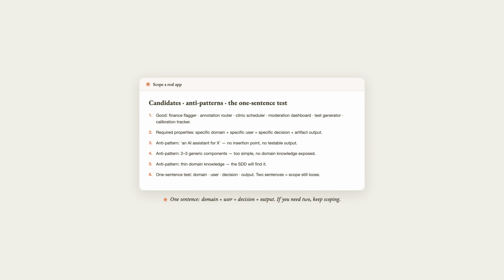Anti-patterns: an AI assistant for X, too broad, no insertion point, no output you can test. 2 or 3 generic components, too simple, GRU will flag the missing domain knowledge immediately. And thin domain knowledge: if you cannot describe the domain's edge cases, the SDD will expose that. The test before you run /v0: can you name the domain, the user, the decision, and the output in one sentence? If you need 2 sentences, the scope is still loose.